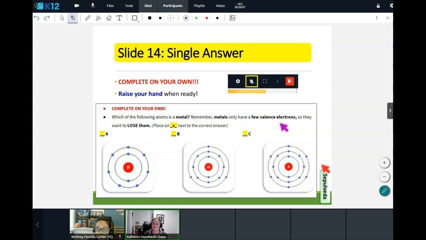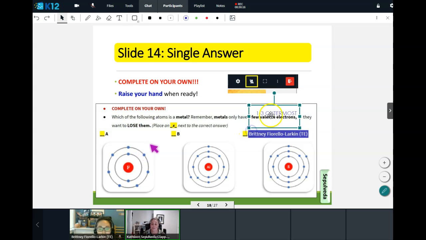Remember, metals only have few valence electrons. Remember, we're talking about 1 to 3 valence electrons in the outermost shell. So they want to lose. So kind of look at these. Which has the fewest valence electrons? Again, we're talking 1 to 3 in the outermost shell.